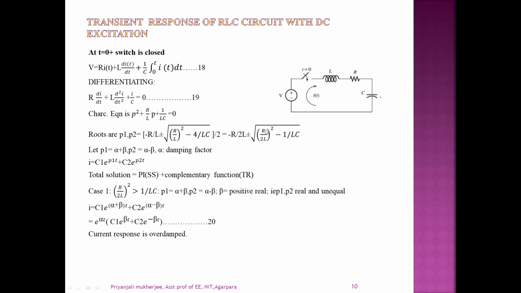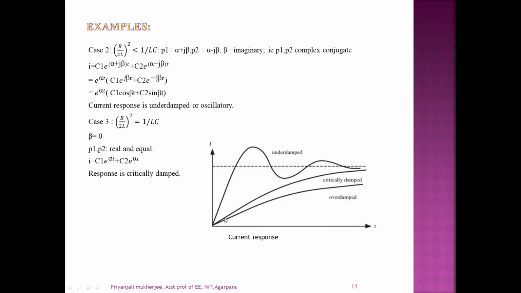First, consider (R by 2L) whole square much greater than 1 by LC. In this case, the roots P1 and P2 become alpha plus beta and alpha minus beta, where beta is positive real. That means the poles are real and unequal. So I becomes e to the power alpha t into C1 e to the power beta t plus C2 into e to the power minus beta t, and the current response is overdamped. So this is the overdamped response.